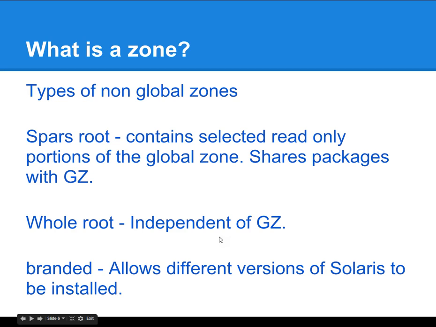So there are several different types of non-global zones. Before we get into that, let's talk about the way non-global zones work. Whenever you create a non-global zone, it's going to take a copy of the operating system and copy it into a new directory. Now, the sparse root non-global zone will share certain parts of the host file system with the new zone that you've just created. So that's why it's called a sparse root zone.